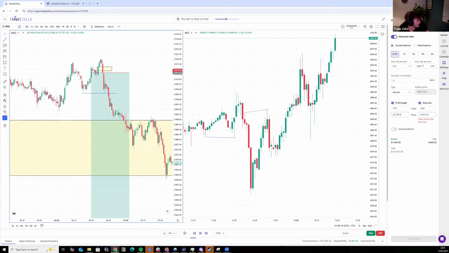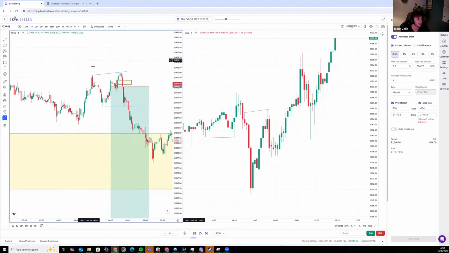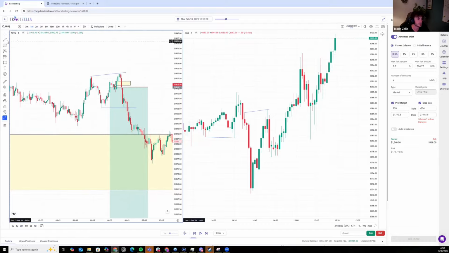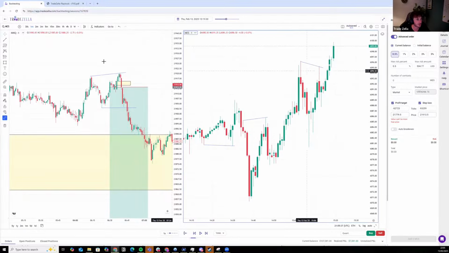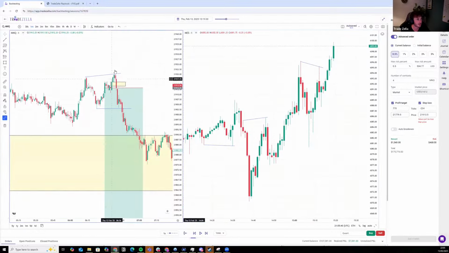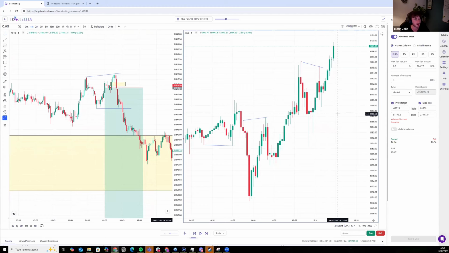Does the SMT matter whether it's been Nasdaq being higher? So yes and no. Say, for example, NQ made the higher high and ES made the lower low. This tells us that NQ is more bullish. So potentially it could be better to take the short on ES, because ES is more bearish since it made the lower low, if that's the way we're looking to trade.